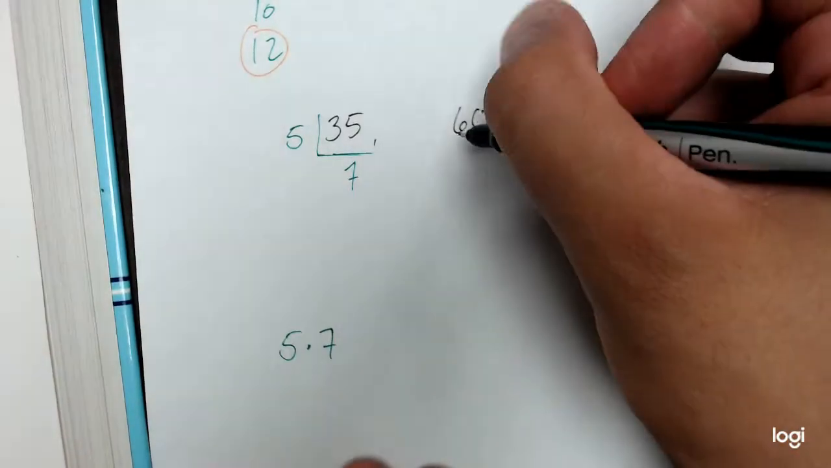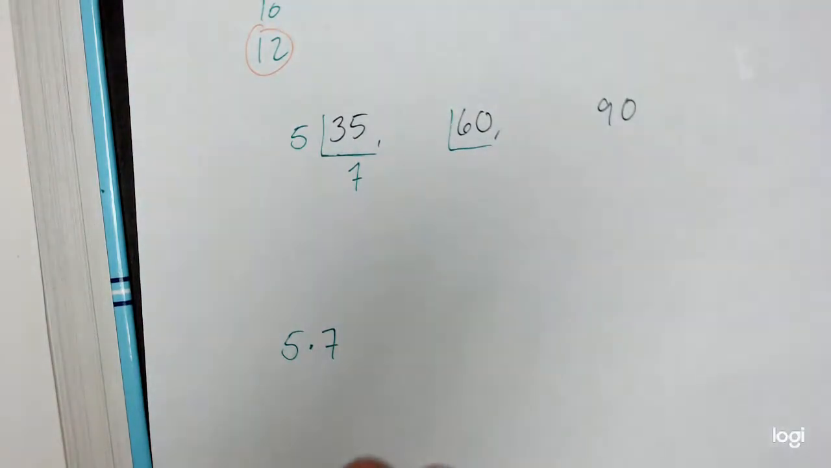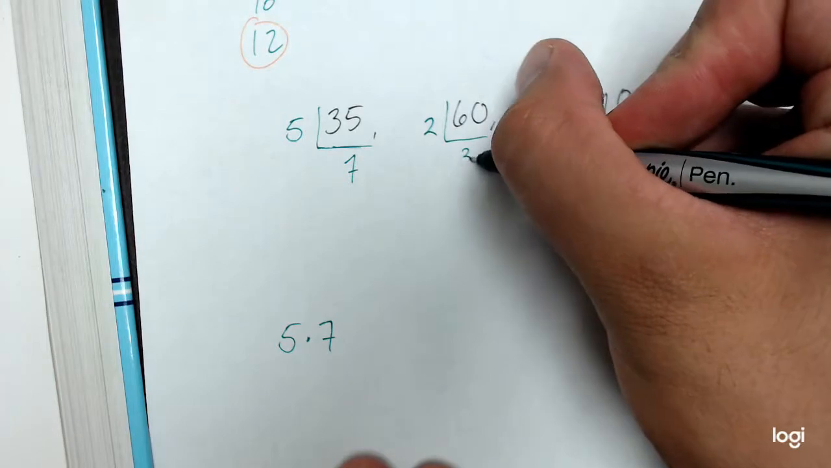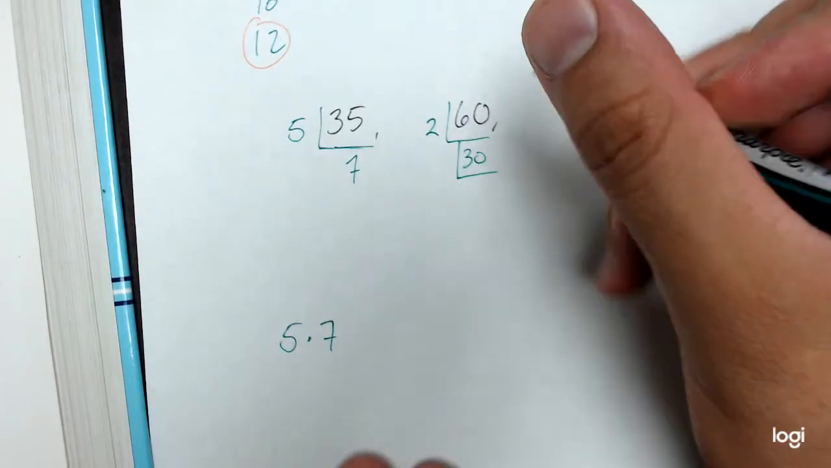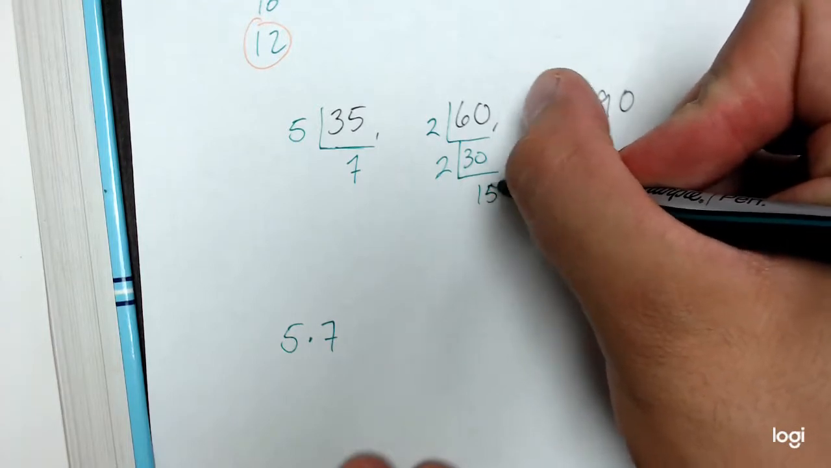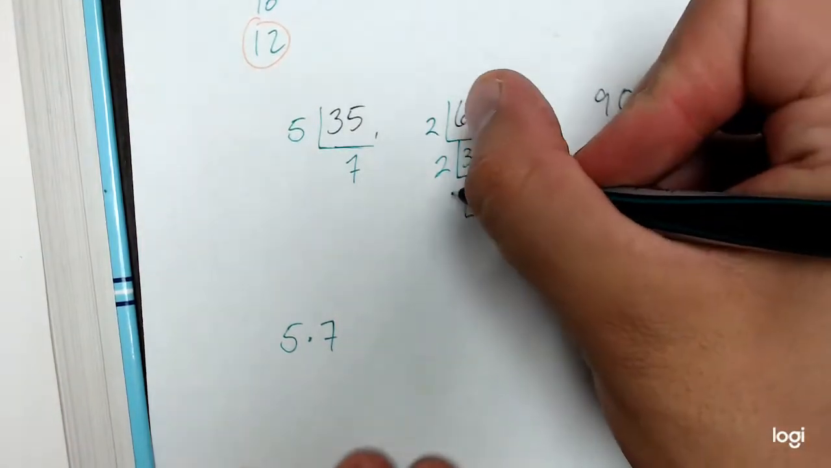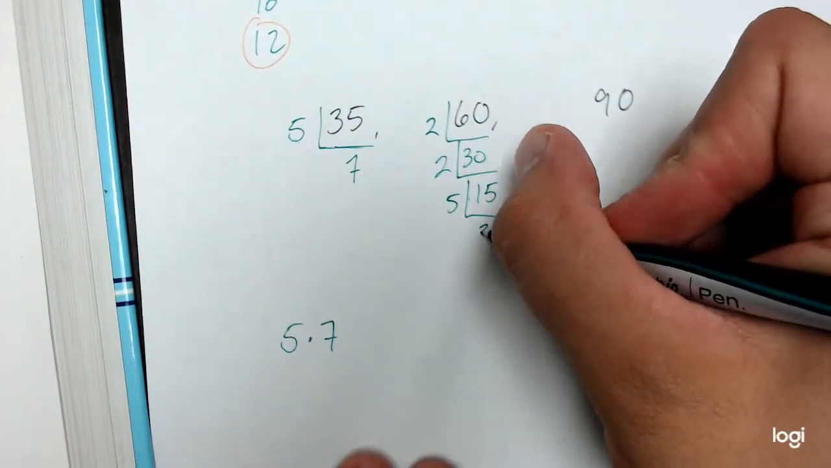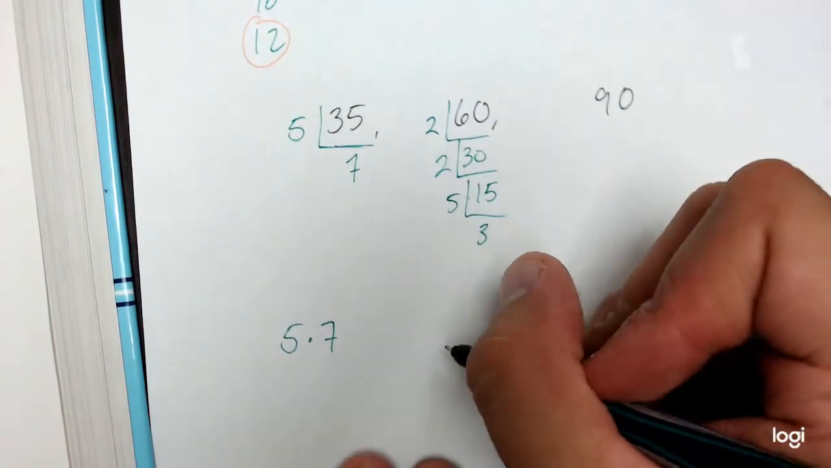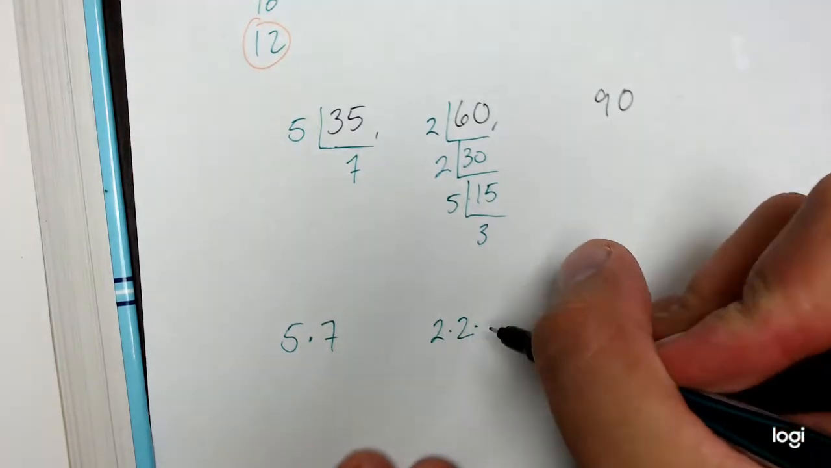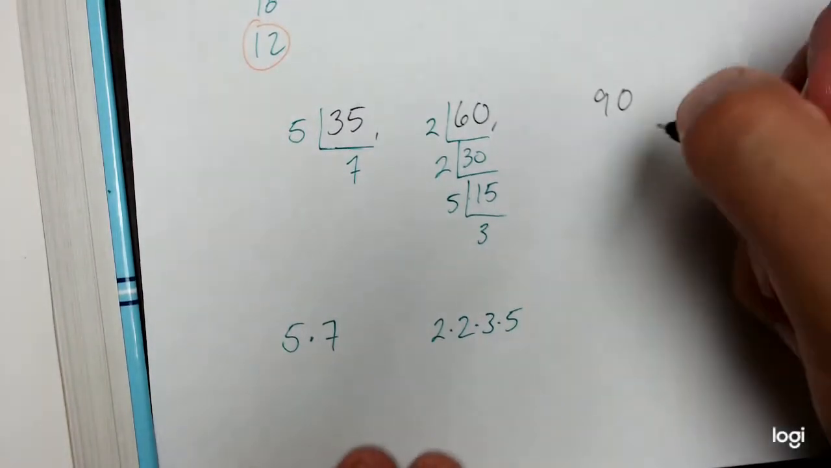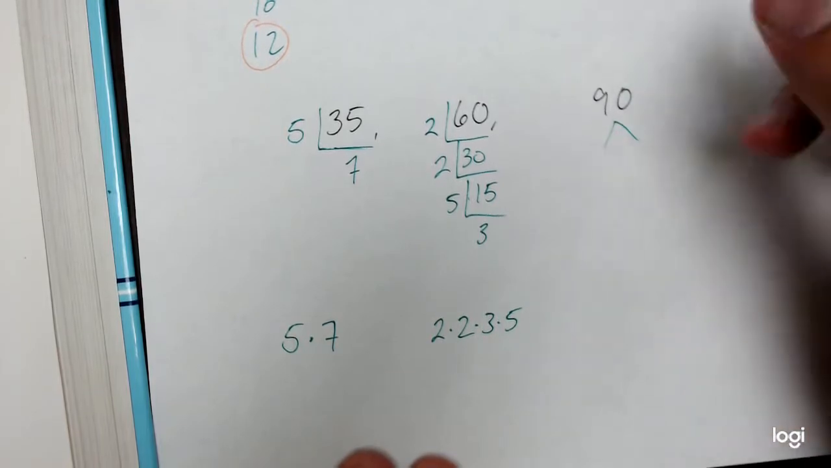Now let's do 60. We'll do a division tower again. I know that 2 will go into 60, and 2 is prime. 2 goes into 60 30 times. 2 goes into 30 as well, also prime. That goes in 15 times. And then I know 5 goes into 15 3 times. I got a prime number on the bottom, so I know I'm done. 60 is going to be 2.2.3.5.